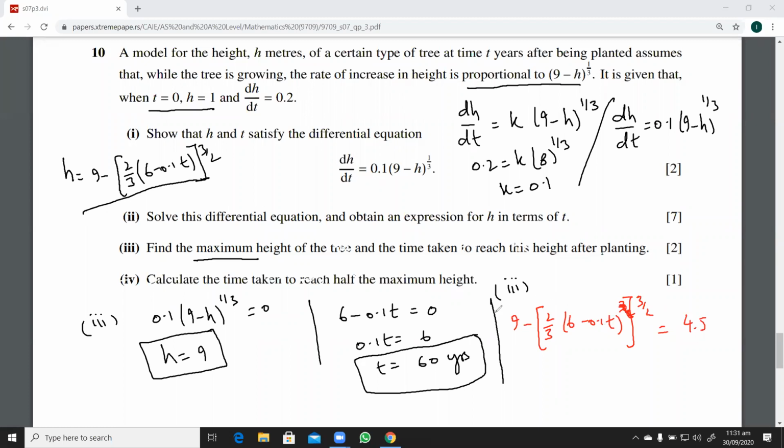Now, mostly people think that if 60 years are taken to reach the maximum height, then 30 years will be required to reach half the height. Why is this wrong? Because this is not a linear function. The height, in terms of all of this, is not a linear function. So you need to solve this equation now.